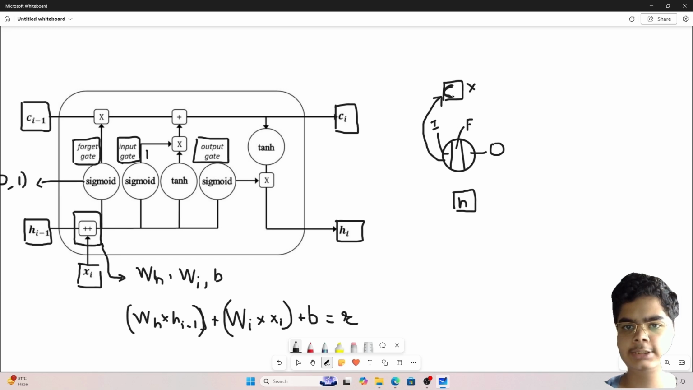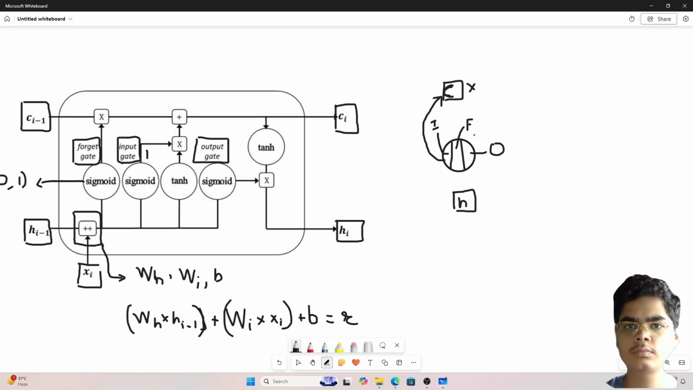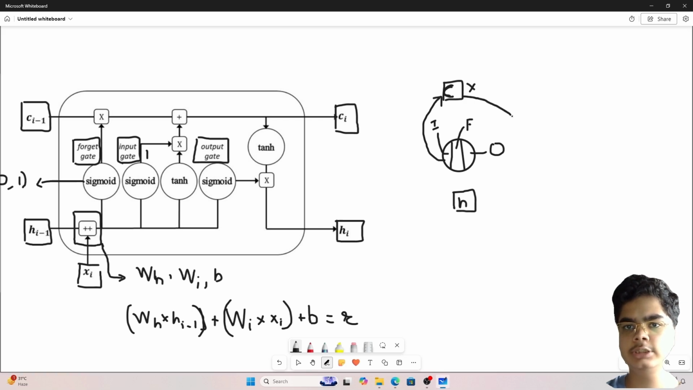So the forget gate has deleted something from the cell state, and once that's done, this output gate will decide whether the information that is now present in this cell state, that is after deletion by the forget gate, should be given to the hidden state. So if the output gate decides, okay, the information should be stored in the hidden state, then this information will now be stored in the hidden state.